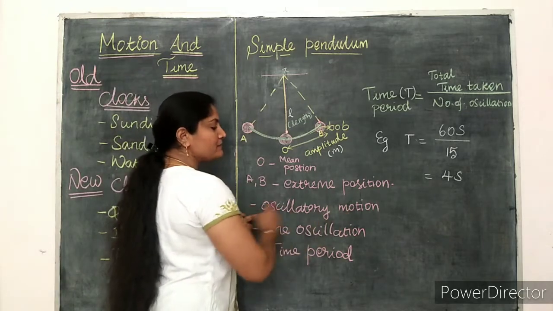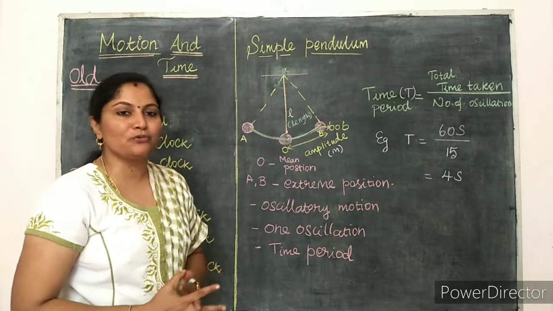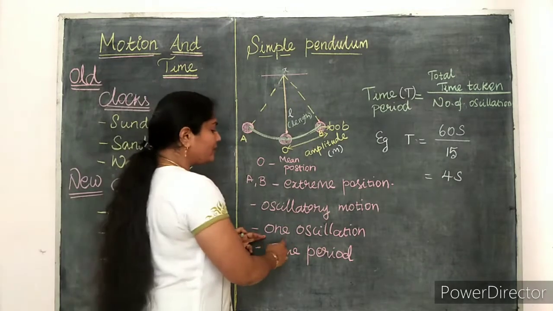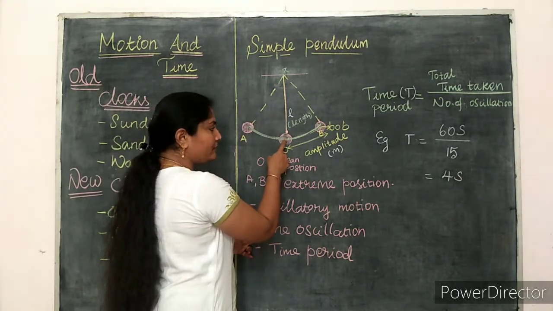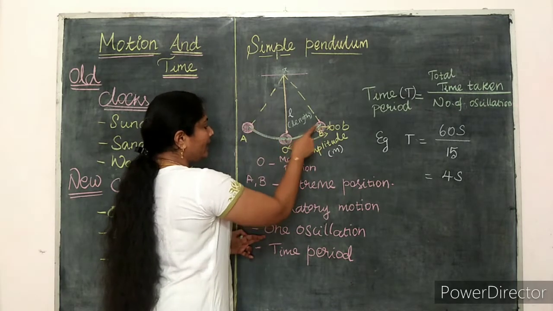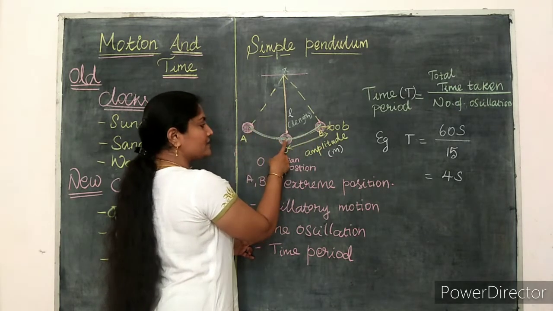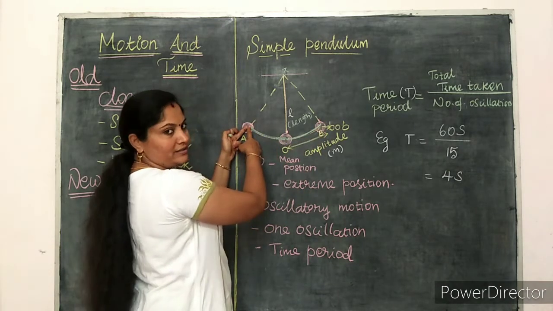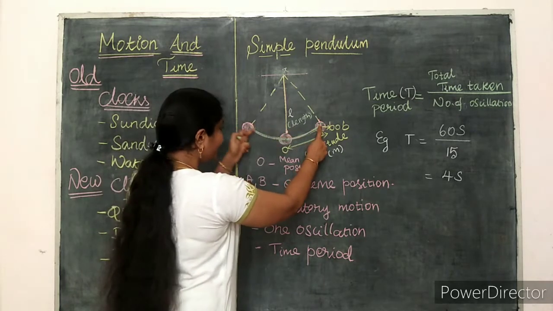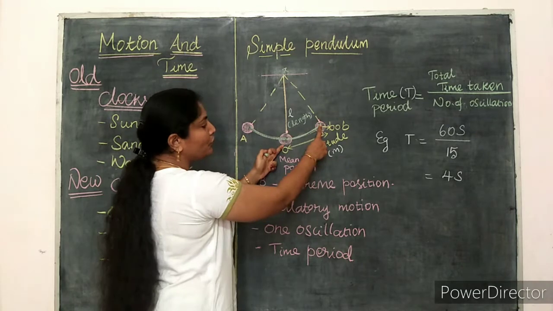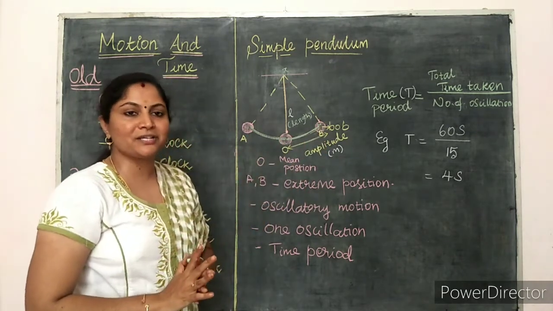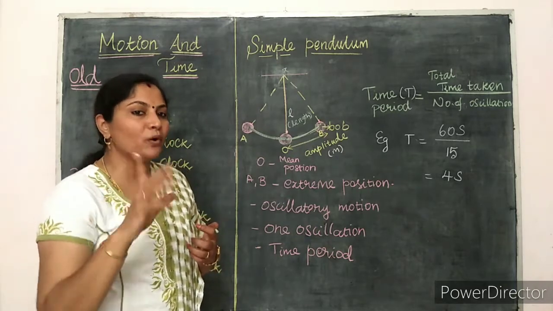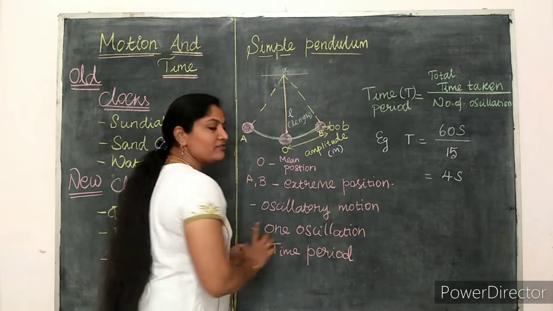So now we know what is meant by oscillatory motion, that is the to and fro motion of the simple pendulum. One oscillation means from O to B, again through O to A, again reaching O, or going from A to B and again reaching A is also one oscillation. Similarly from B to A, again reaching B through O, that is also one oscillation. The time taken for all of these will be the same. The time taken to complete one oscillation is said to be the time period of simple pendulum.